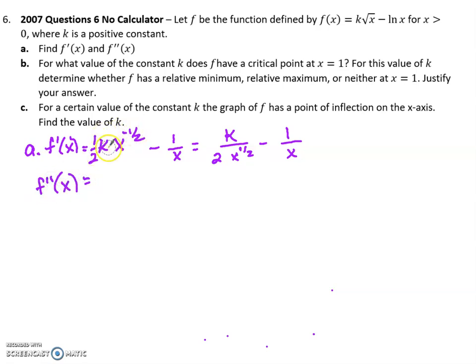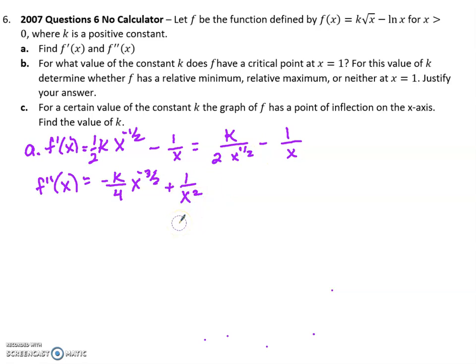Okay, for my second derivative, it might be easy just to use this version. So I'd multiply by -1/2. That'd give me negative k, or 1 over 4. And then I'd take it down by a power, -3/2. This guy ends up being plus 1 over x squared. You can do that by hand. And so there are my first and second derivatives. So you can leave them however you want.